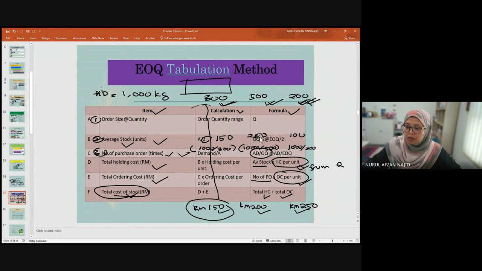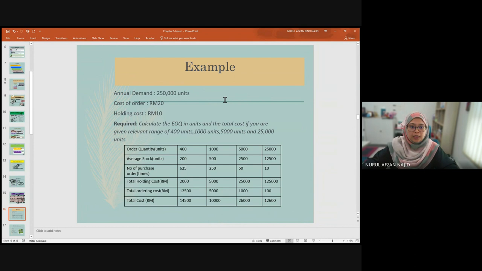Alright. So these are the examples of the tabulation method. Yang ni contoh yang simple. Kita ada annual demand diberikan. As I said before, annual demand either diberikan terus ataupun you need to calculate the demand first.